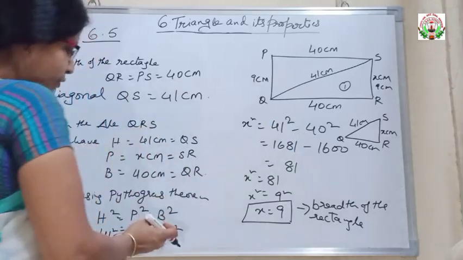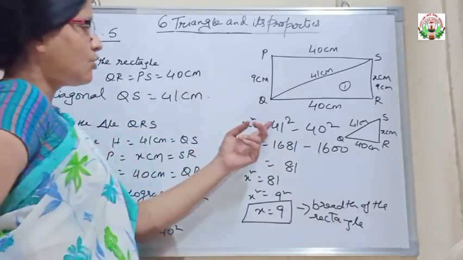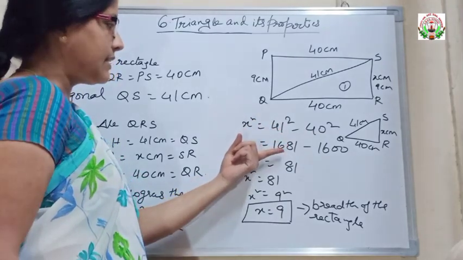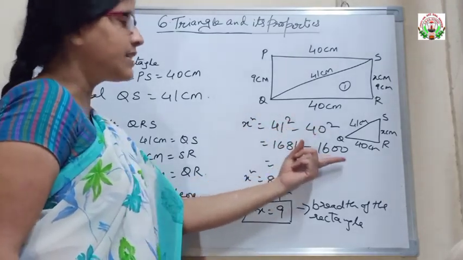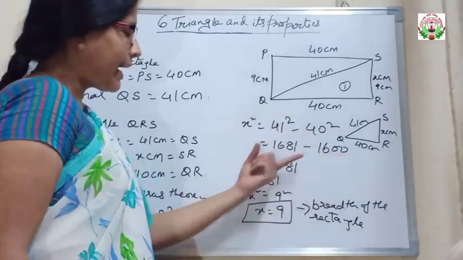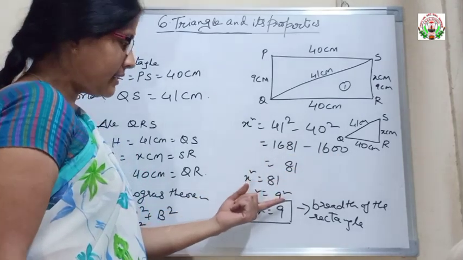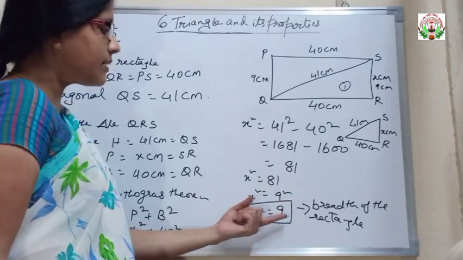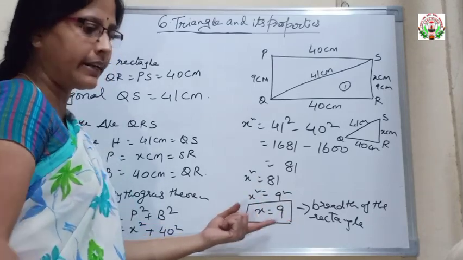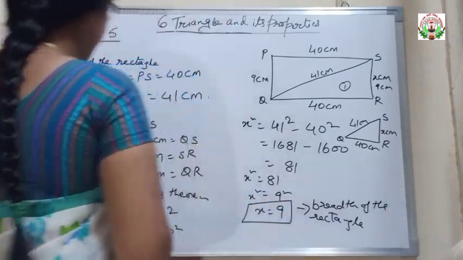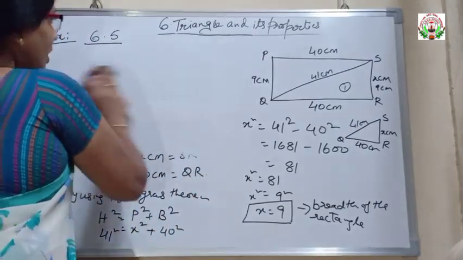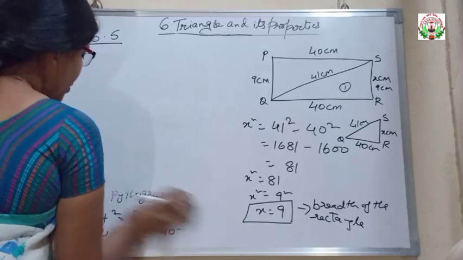So I have taken this 40 square to the left hand side. So 41 square minus 40 square. 41 square is 1681 and 40 square is 1600. When we subtract it, it is 81. 81 is 9 square. So x square is equal to 9 square. So x is equal to 9. That is the breadth of the rectangle. So we have got the length of the rectangle as well as the breadth of the rectangle. So now let us find the perimeter of the rectangle.